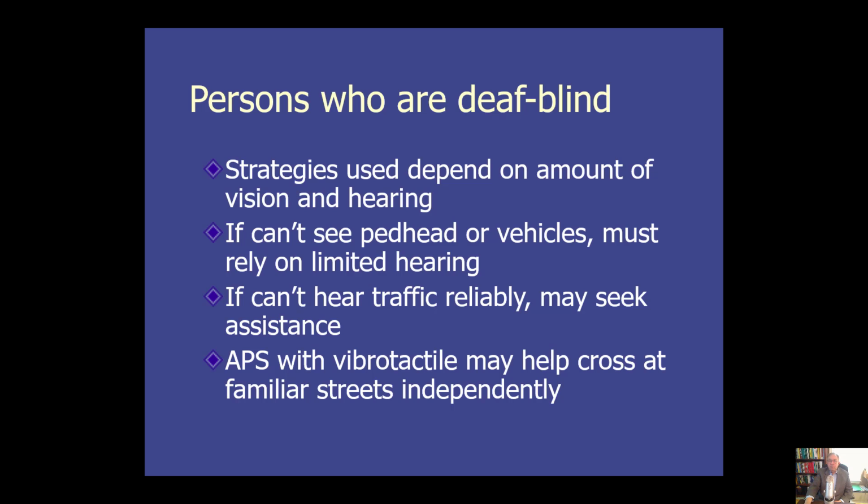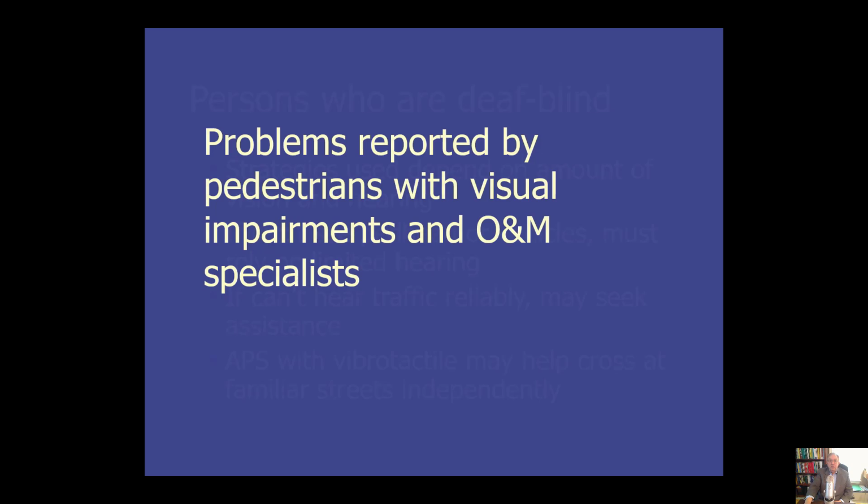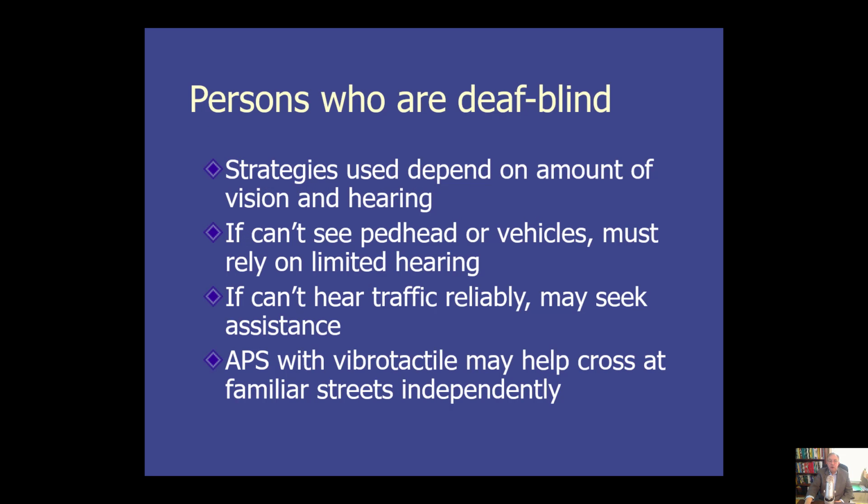So for people who are deafblind, there are certain strategies. Let's go back. It depends upon the amount of vision and the amount of hearing that they have. If they can't see the pedestrian head or the vehicles, they have to rely on whatever limited hearing they may have. Now, if they cannot hear the traffic reliably, they may have to seek assistance from other pedestrians.